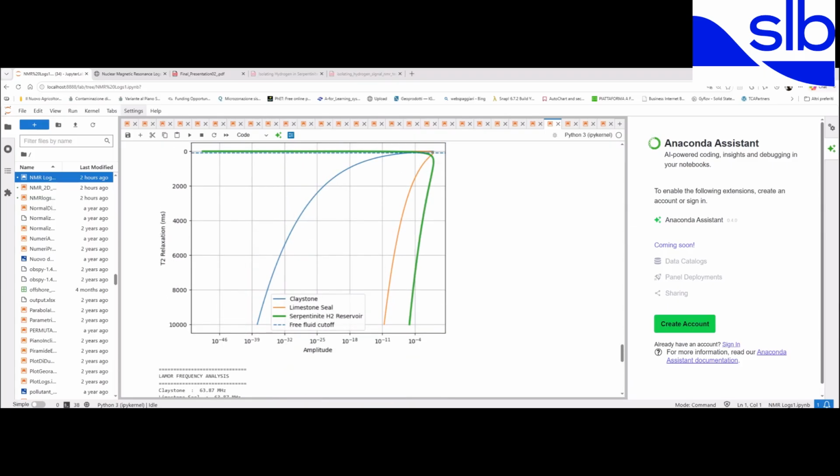You have the amplitude versus the T2 relaxation time in milliseconds. So you are plotting in this graph the relaxation time for the surface rock, the claystone, the limestone seal, the serpentinite reservoir, and the free fluids.